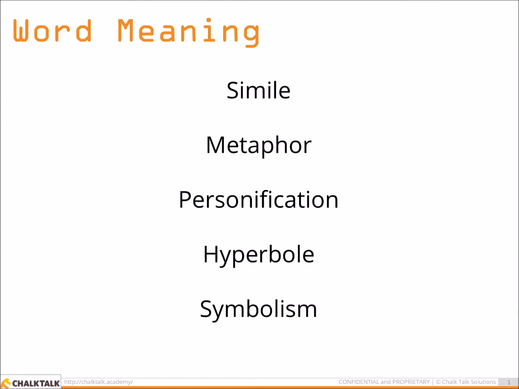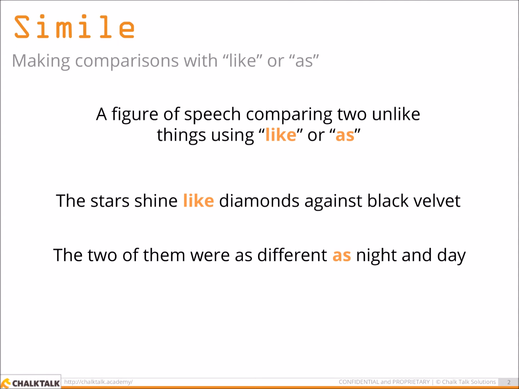Let's get familiar with the types of figurative language that relate to the meaning of a word. A simile makes its point by comparing two things using the words like or as. For example, if someone were to describe the stars in the sky as "the stars shine like diamonds against black velvet," you wouldn't believe that the night sky is actually black velvet, right?